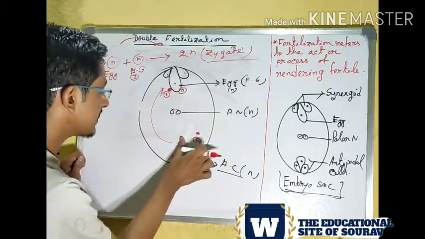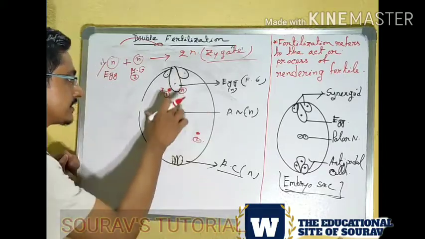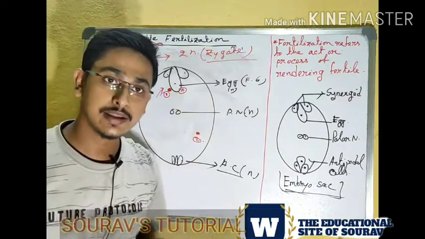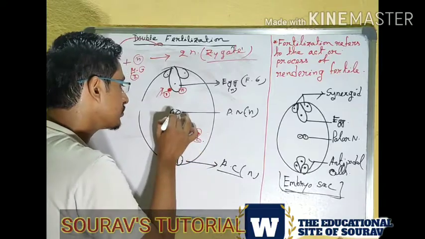So this male gamete has done its work. Now there is also another male gamete. This male gamete will fuse with the two polar nuclei.